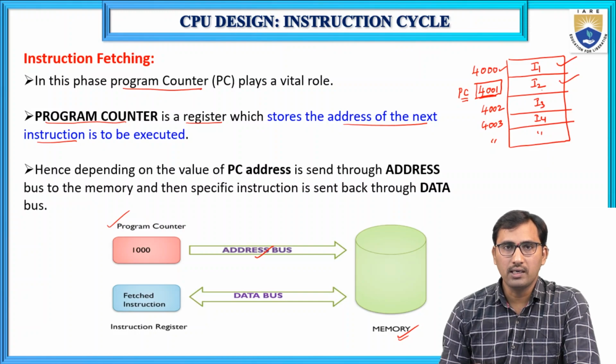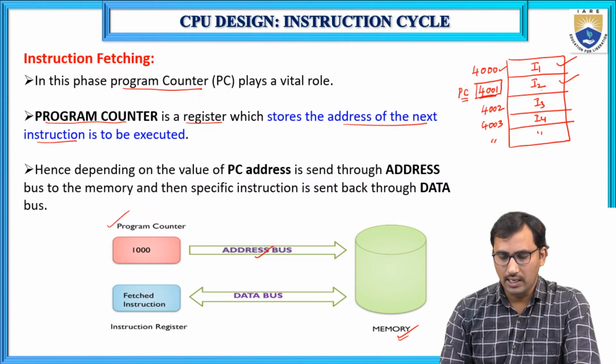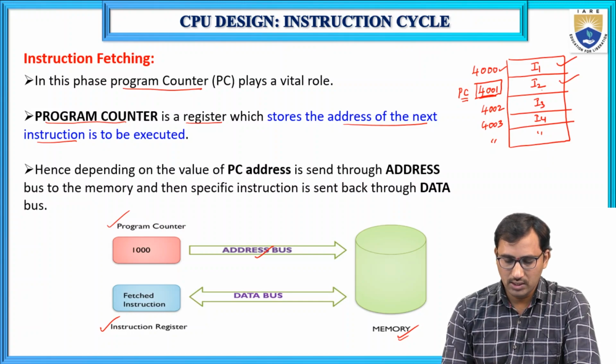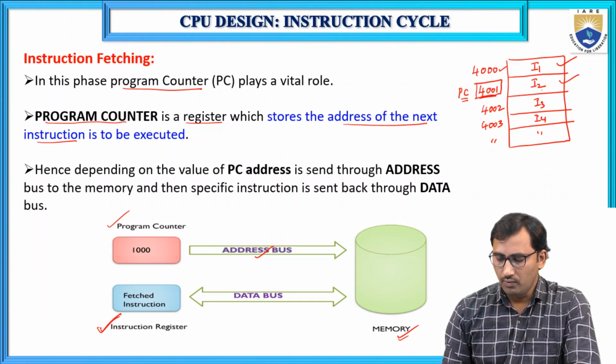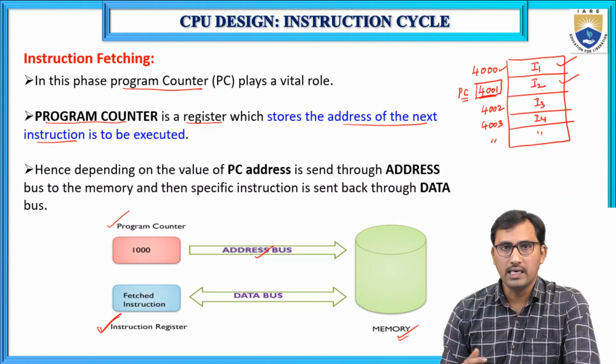Then at that particular address we will have an instruction. That instruction will be retrieved, and the retrieved instruction is sent to the instruction register, because once the instruction is retrieved from the memory, it is immediately placed in the instruction register. So this is the instruction register. It is stored there by sending it through the data bus.